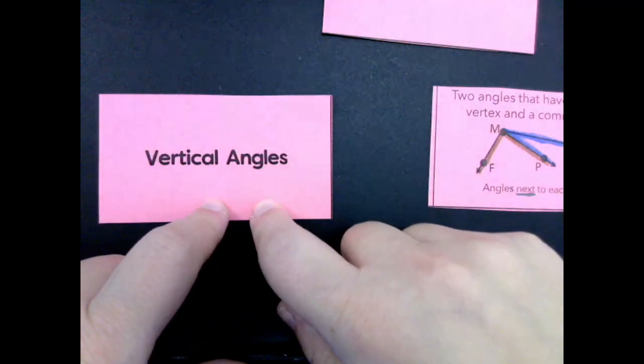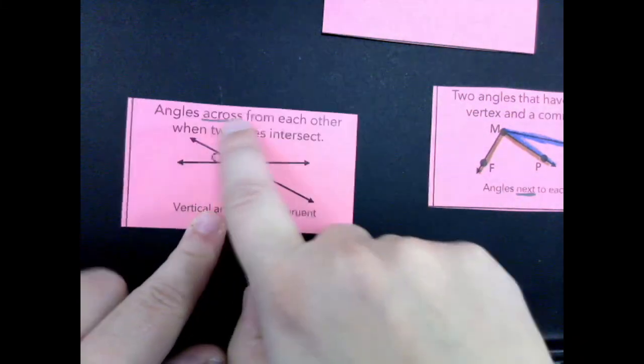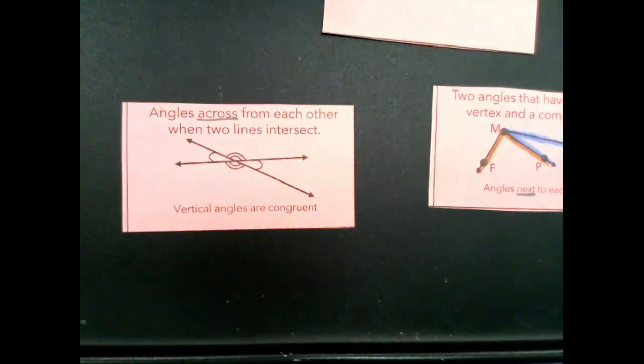There you go. So find vertical angles. And we're underlining that word across. Angles across from each other when two lines intersect.